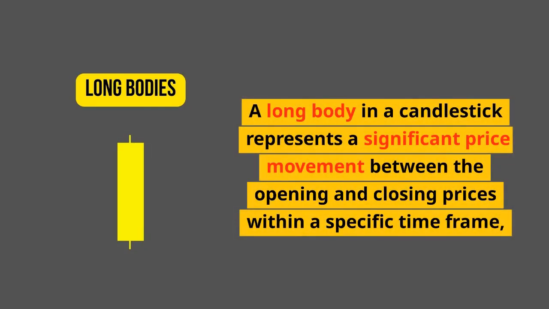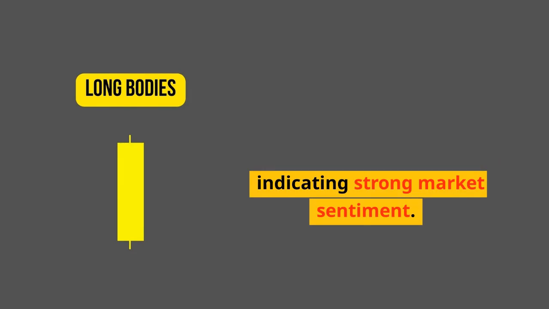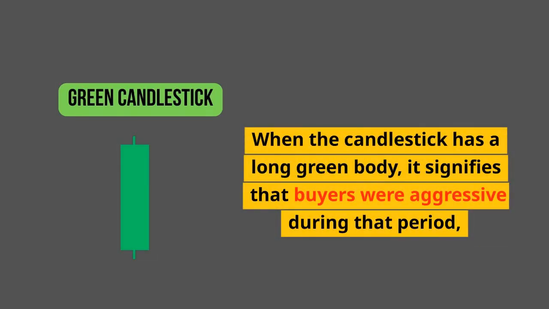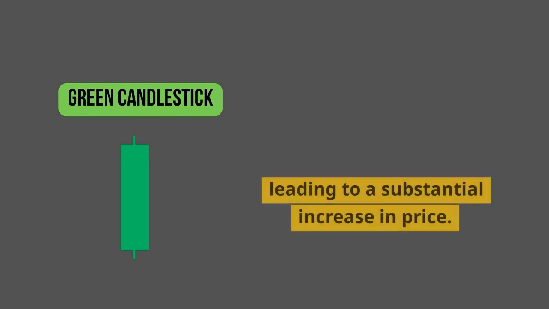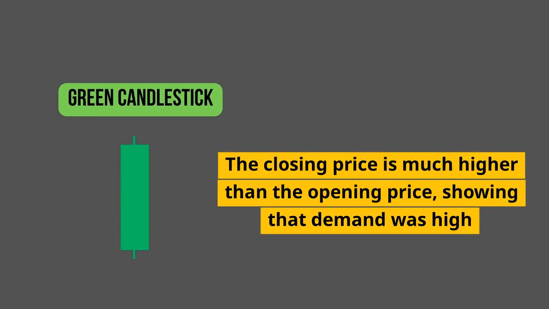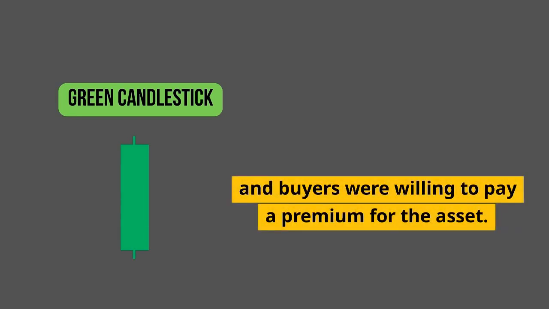Long body. A long body in a candlestick represents a significant price movement between the opening and closing prices within a specific time frame, indicating strong market sentiment. Green candlestick, buyers. When the candlestick has a long green body, it signifies that buyers were aggressive during that period, leading to a substantial increase in price. The closing price is much higher than the opening price, showing that demand was high and buyers were willing to pay a premium for the asset.